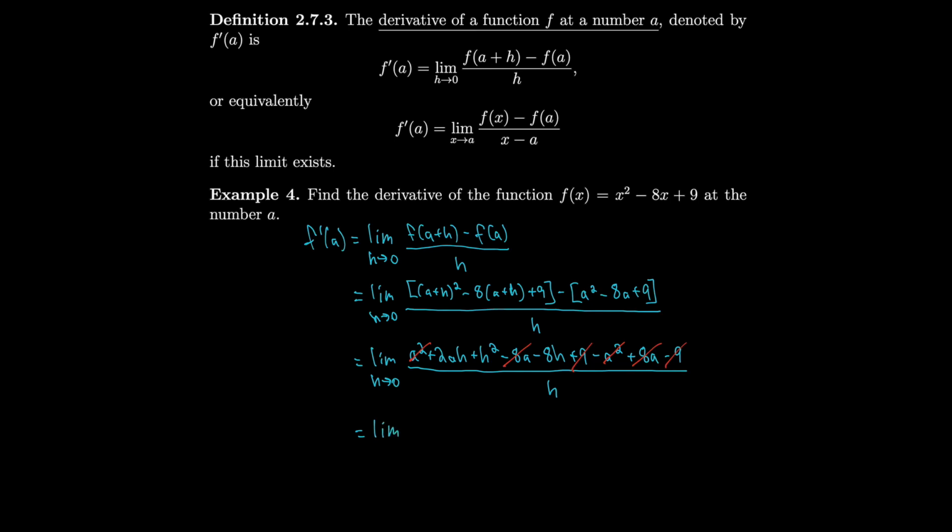So this limit becomes 2ah plus h squared minus 8h over h. And now we can cancel out the h by factoring out and dividing. So that's 2a plus h minus 8. Okay, so we can just plug in for h now, and we get that this is equal to 2a minus 8 when h is 0.